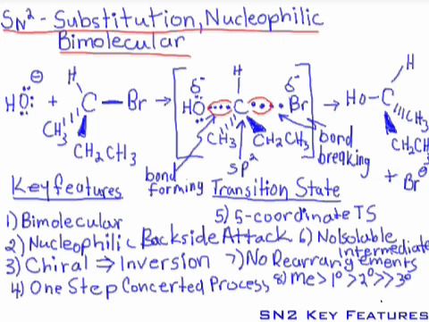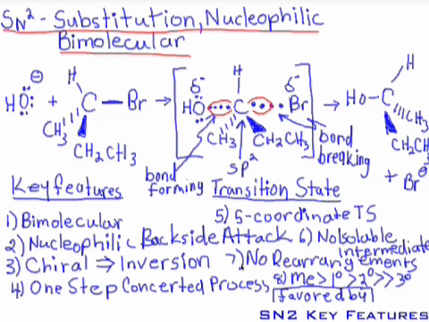And the last key feature really doesn't get a number 9. It's just listing what this mechanism is favored by. So this mechanism is favored by stronger nucleophiles. You can write this down. It's favored by stronger nucleophiles and lower reaction temperatures. It does show little or no solvent effect.